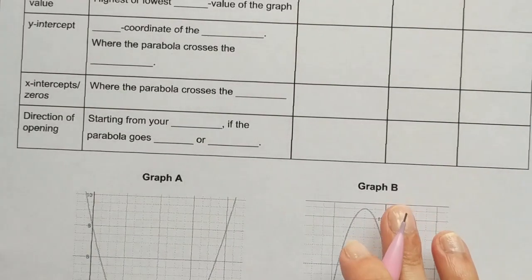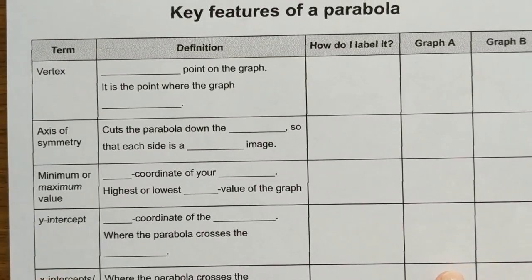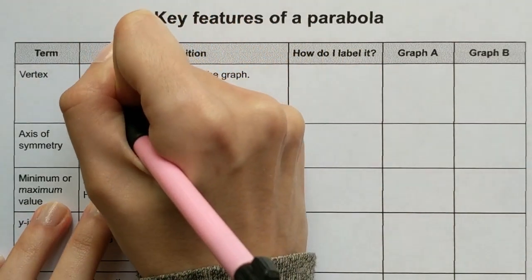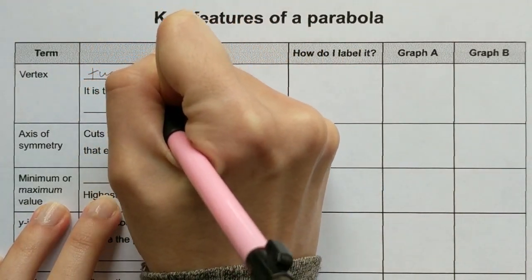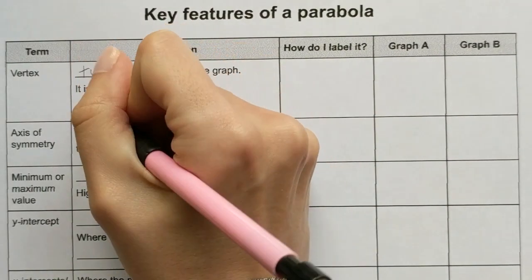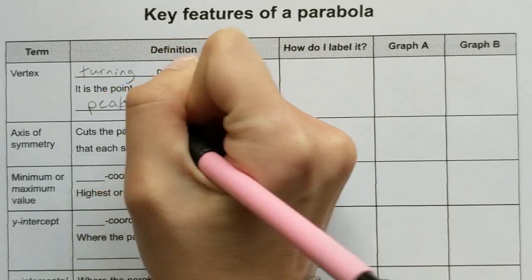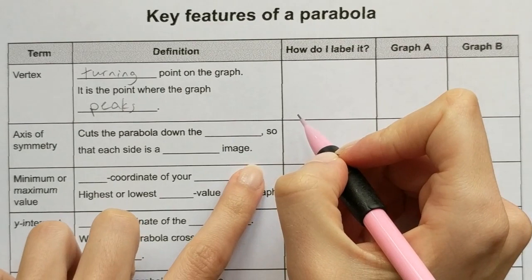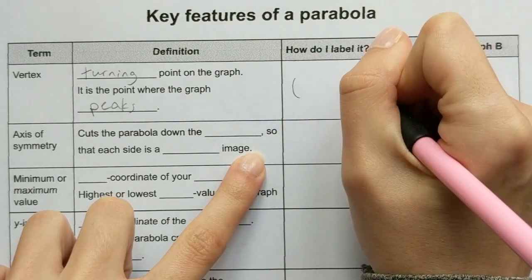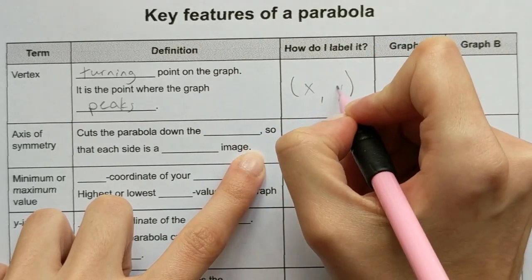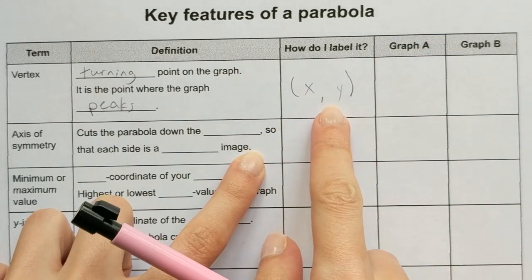Okay, let's turn over to the next page here, and let's talk about some definitions. So we had our vertex. As we said before, the vertex is the turning point on the graph. It is the point where the graph peaks. It either hits the highest high or the lowest low. How am I going to label it? We have a coordinate here that has some x value and some y value, and that's how you're going to be labeling it.